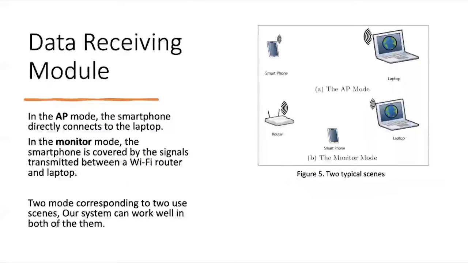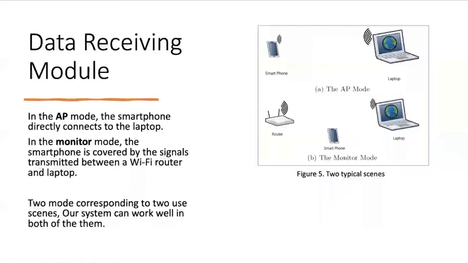So the first is the data receiving model. As you can see from figure 5, there are two typical scenarios. The first, the smartphone is directly connected to a laptop or router. We call it AP mode, because now the smartphone is working in the AP mode.